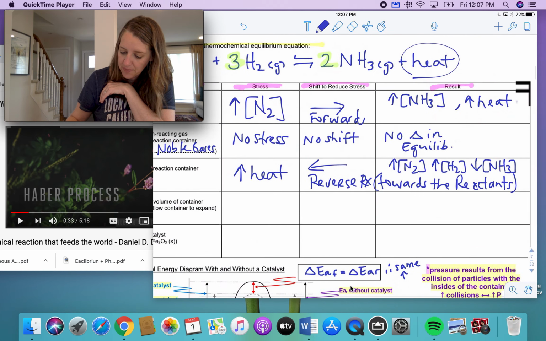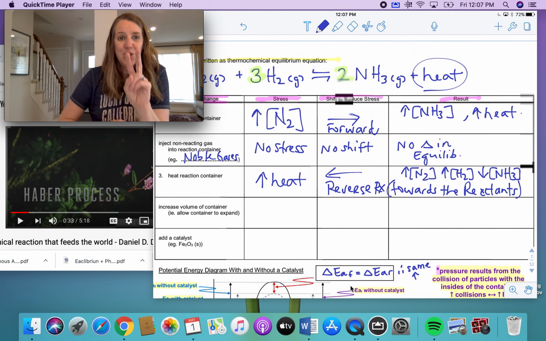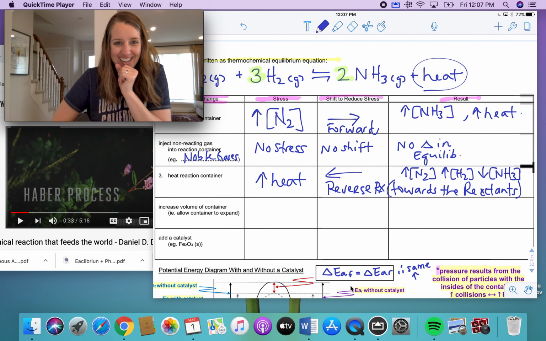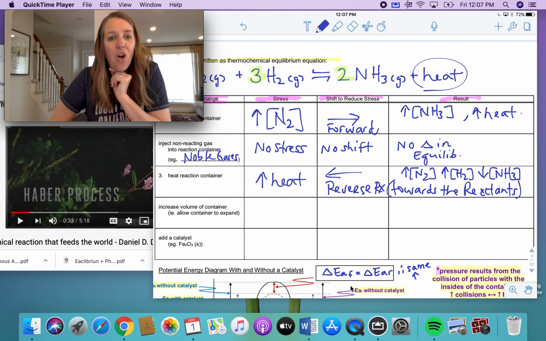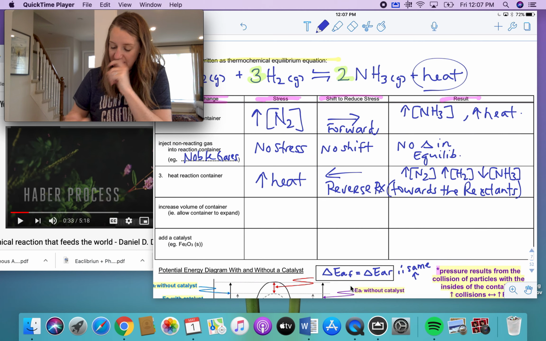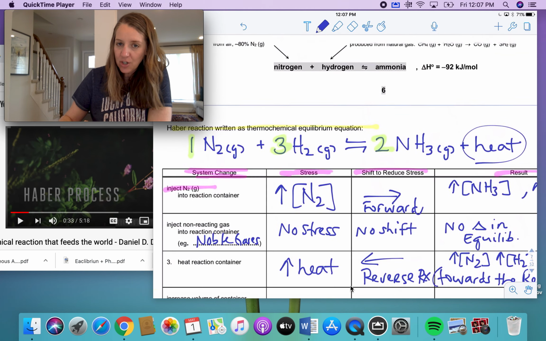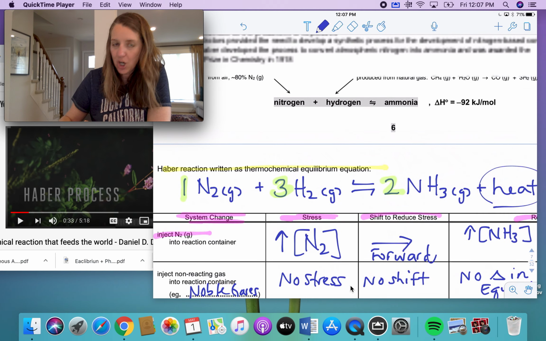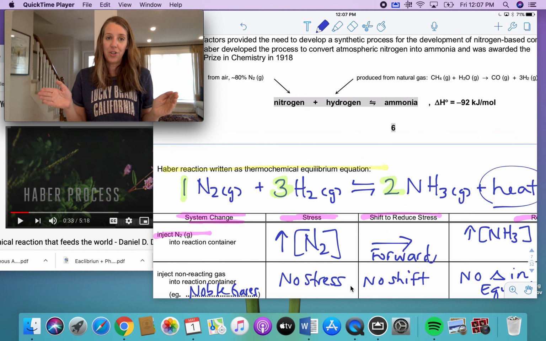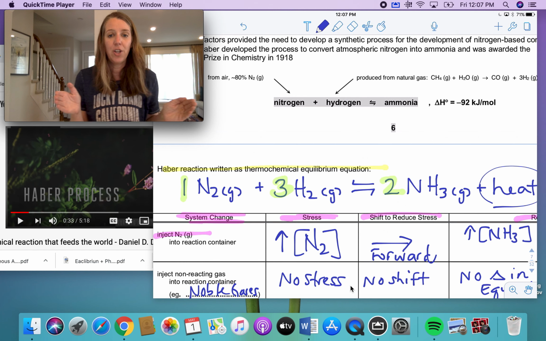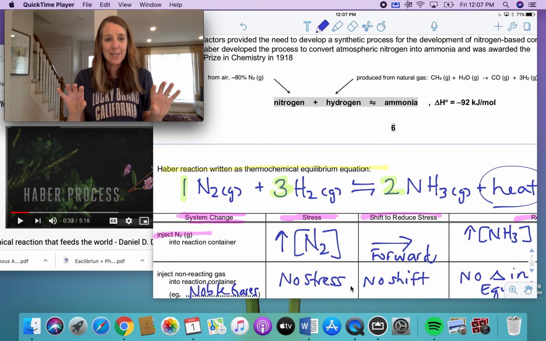That's the result. Okay, two more to look at, and then we're going to be done for today. What if we increase the volume of the container? Okay, here's where I've highlighted in green our coefficients, and that's why it's really important, because when we're looking at the volume and we're looking at a change in volume, it's only affecting a system that is a gas.